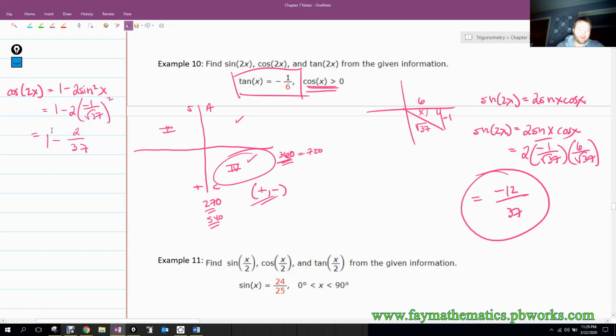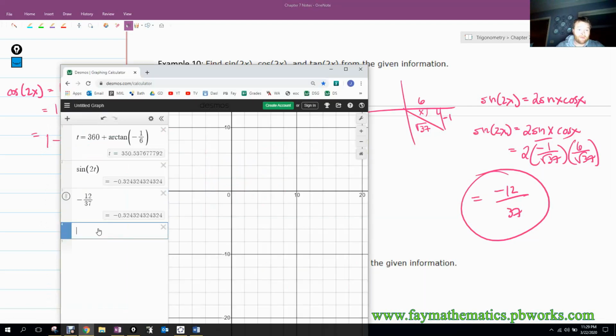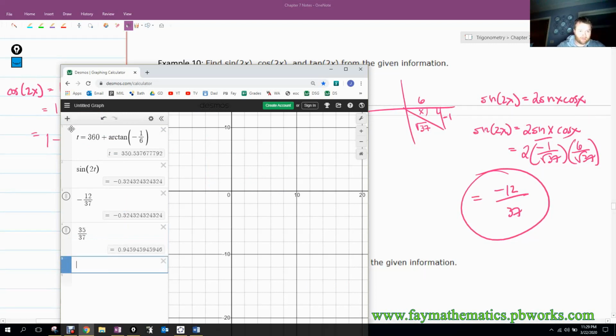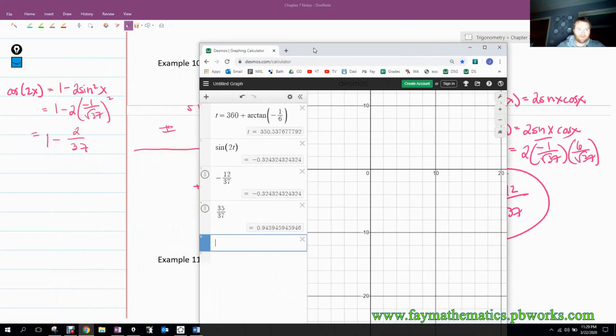So what's that, 37 over 37, so 35 over 37. So 35 37ths should be positive because it's in the fourth quadrant. Cosine in the fourth quadrant is positive. Now if I go cosine of, remember t, the angle that we were actually looking at was 350, so we go twice that, you see that those two numbers are then the same.